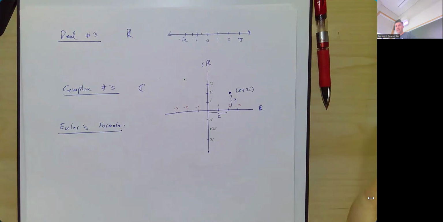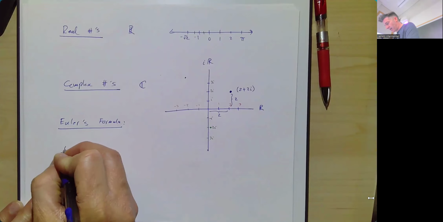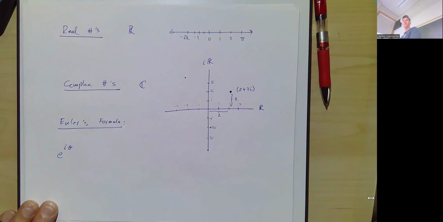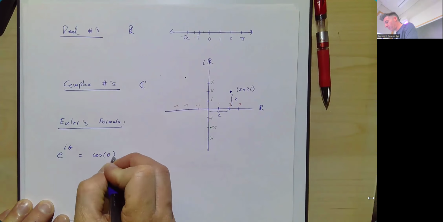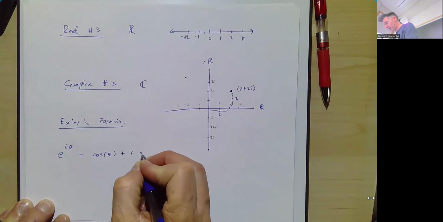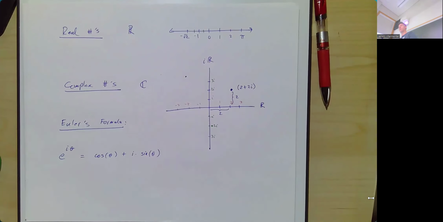So Euler's formula says the following. It says that e to the power of i times an angle is equal to cosine of that angle plus i times sine of that angle. It's probably one of the most well-known formulas in the world, actually.